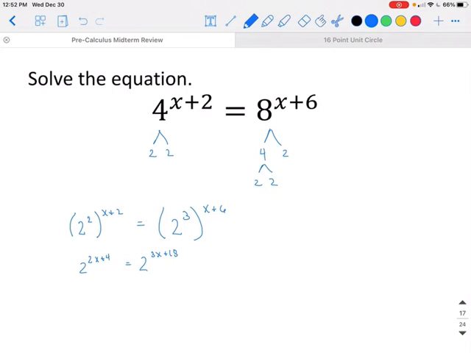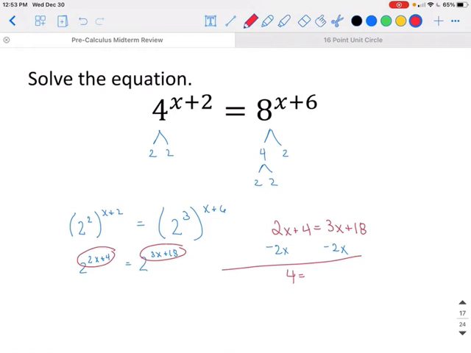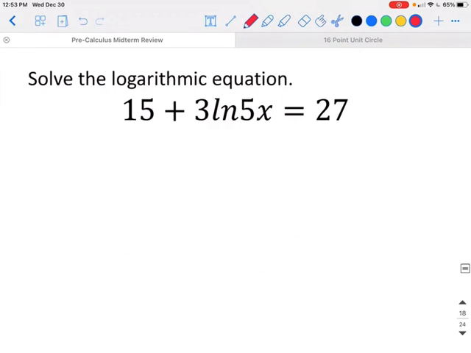Now because the two bases are the same, we can now set the exponents equal to each other. So we can say 2x plus 4 is equal to 3x plus 18. Now we just need to solve for x. We can subtract 2x from both sides. That'll leave us with 4 is equal to x plus 18. To get the x by itself, we need to take the 18 to the other side. So to do that, we can subtract, and we'll get negative 14 is equal to x.